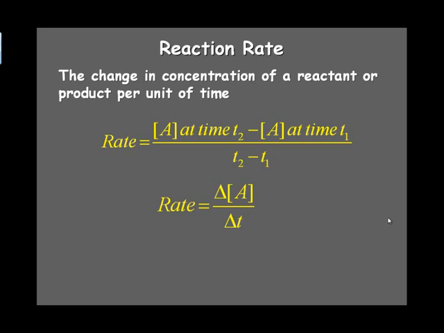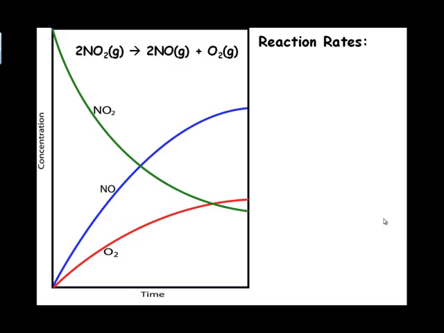Now this should almost look like a slope formula to you, and then it's summarized there. The rate of the substance, either appearing or disappearing, is the change in concentration of A over the change in time. Now if we took a look at a specific reaction, this is 2NO2 gas going to 2NO gas plus O2, and the concentrations of the substances have been graphed over time.